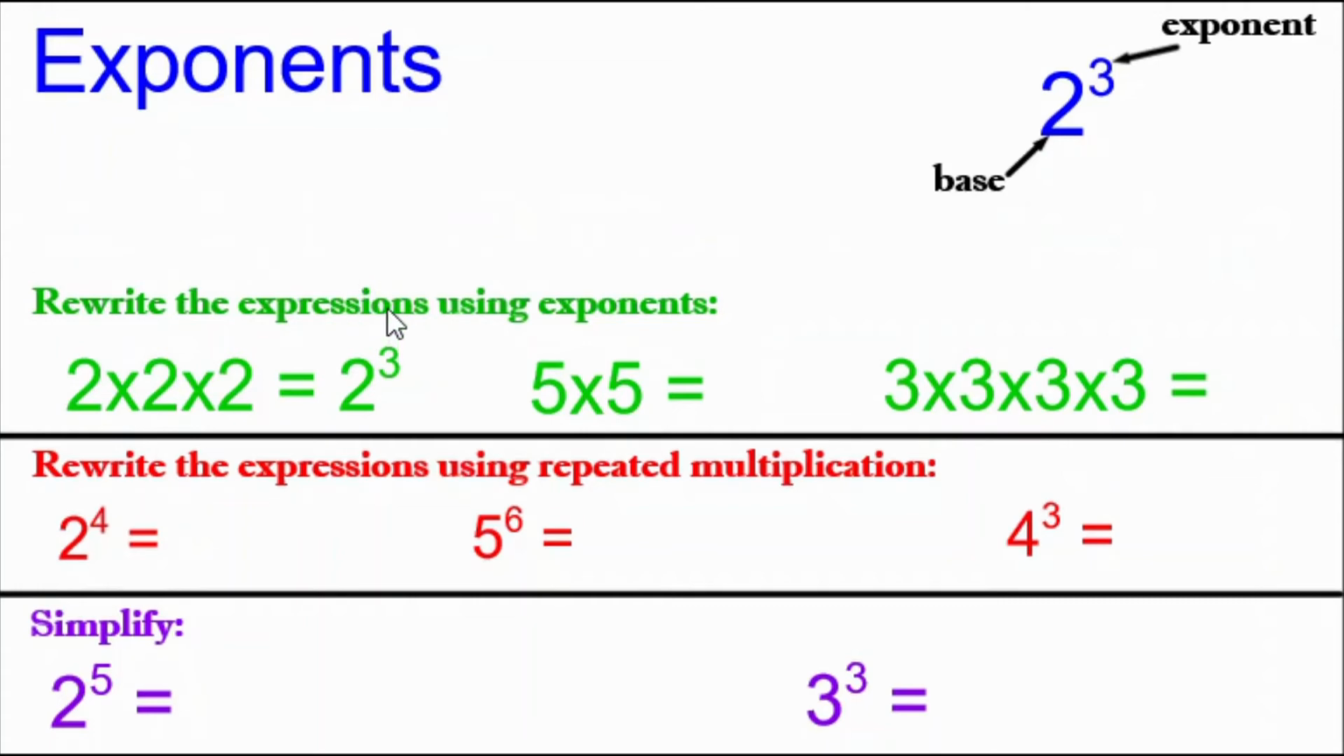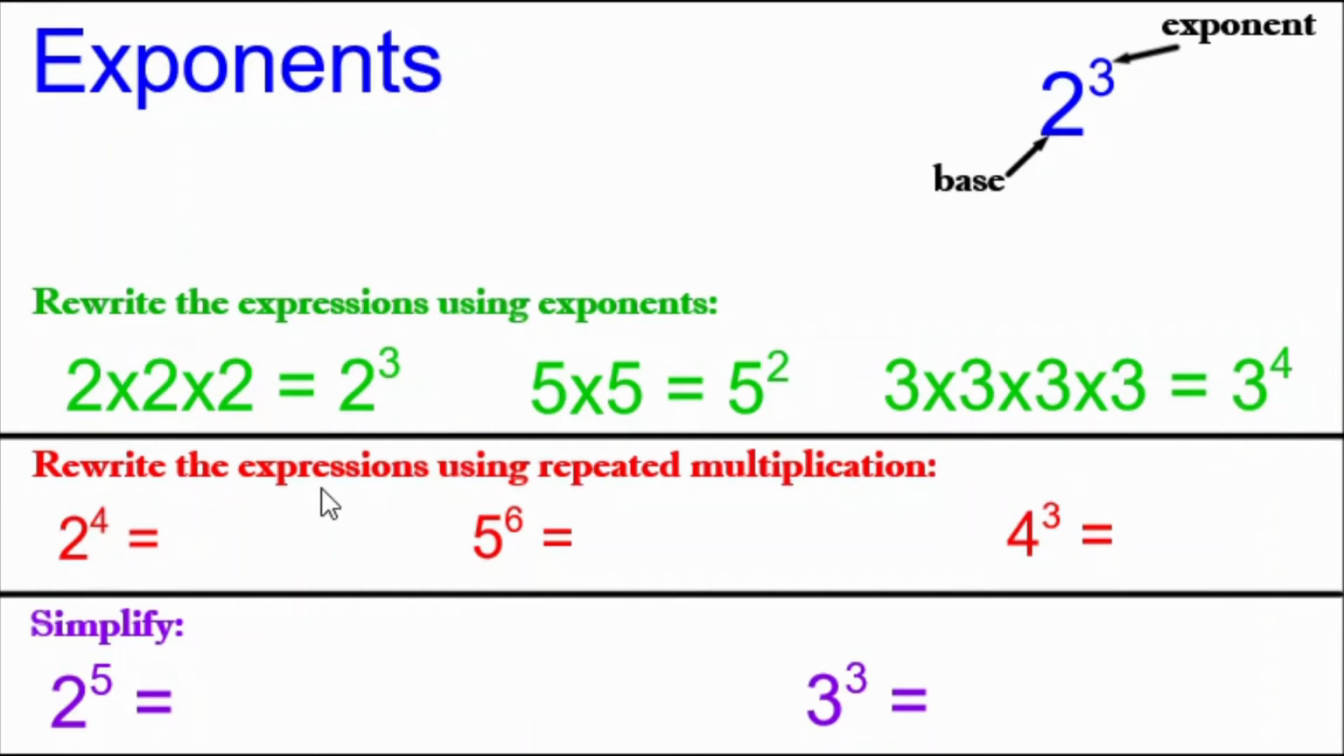Our first exercise is simply to rewrite an expression that is shown with repeated multiplication using exponents. So 5 times 5 can be expressed as 5 to the power of 2. 3 times 3 times 3 times 3 can be written as 3 to the power of 4.